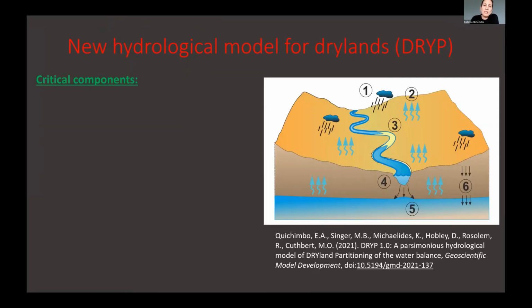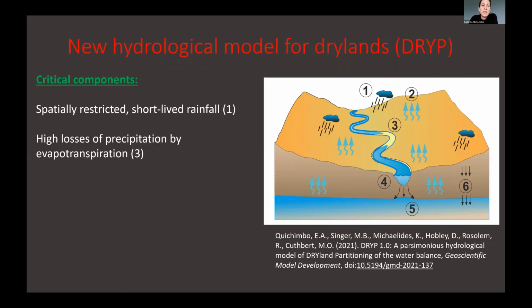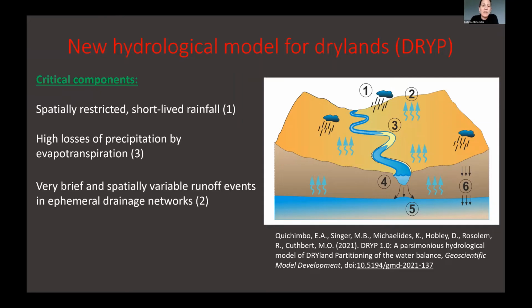So in our projects, we've developed a new hydrological model for drylands, which we want to use for climate services in the East Africa region. We call this DRIP, and it contains all the missing critical components that models currently do not include to translate climate into water. The first of these is that we represent spatially restricted and short-lived rainfall as storms in even hourly durations. We represent high losses of rainfall by evapotranspiration. These are hot regions, they have high evaporative demand. Lots of water goes back into the atmosphere after it rains.